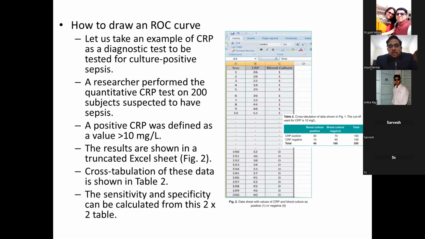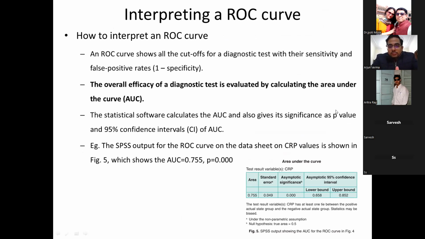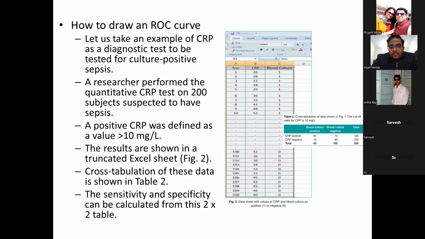So how do we draw the ROC curve? So we have used the CRP. Suppose we have done the CRP for 200 patients and we have found these values: 26, 28, 22, 18, 19.